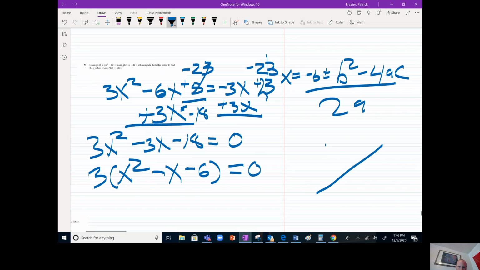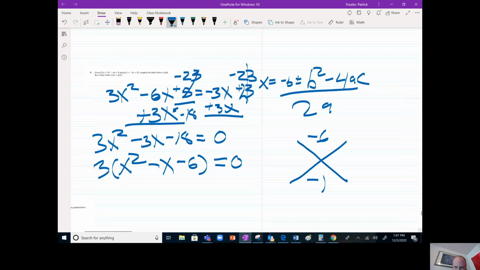Now, instead of the AC method, we're in a much simpler place because we can simply say, well, negative 6 and negative 1, we want to find two terms that multiply to negative 6 and add up to negative 1. So the factors of 6 are going to be, well, 6 and 1 and 3 and 2 as far as integers are concerned.